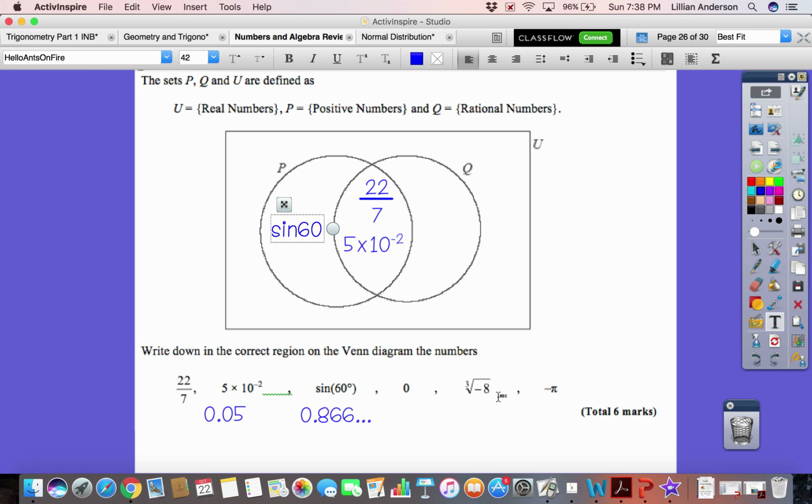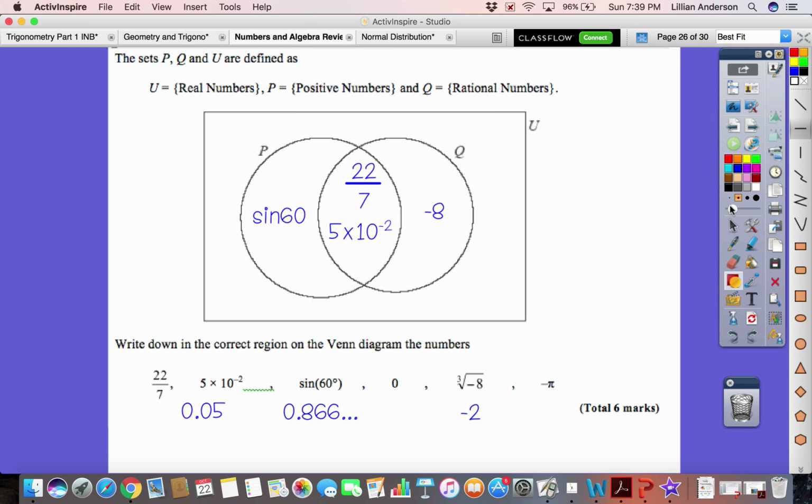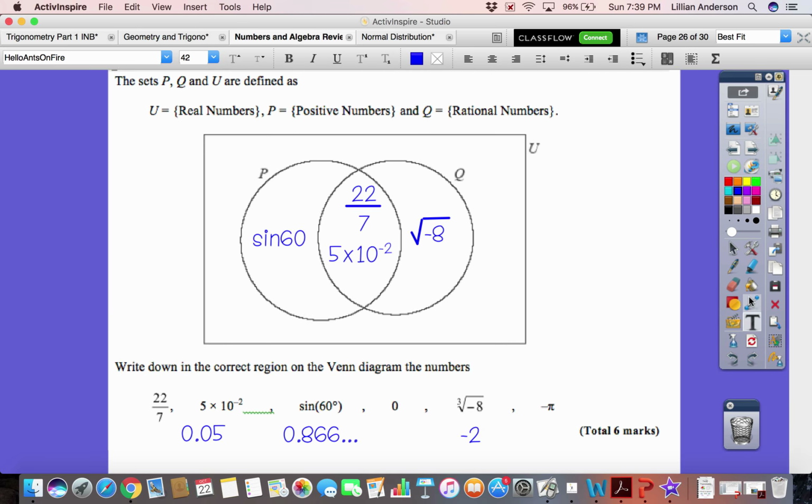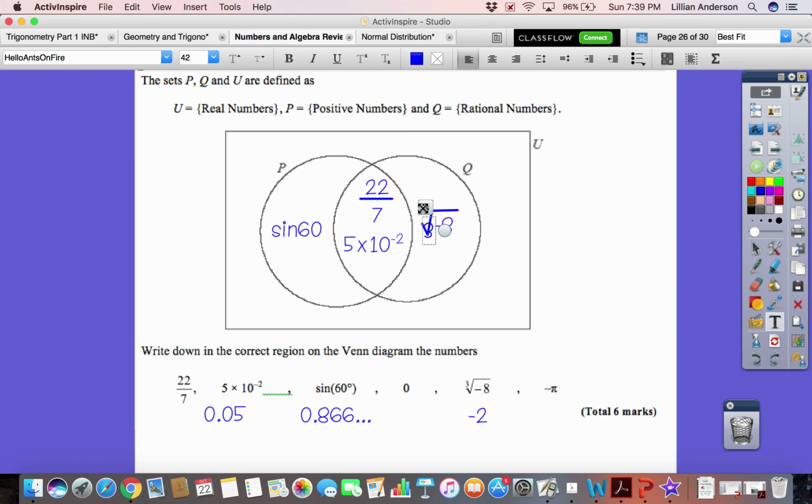This one over here, I think you guys did all right on this one. The square root of negative 8 is actually negative 2, okay? That's not a positive number. However, it is a rational number because -2 can be written as a fraction of -2 over 1. So the cube root of -8 should have been here in the rational section, okay?